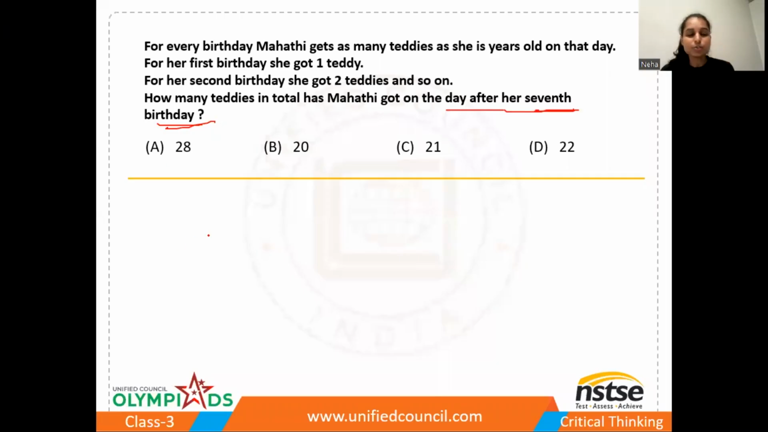So total, that means we have to add all the teddies. On first birthday, one teddy. On second birthday, two teddies. On third birthday, three teddies. On fourth birthday, four teddies. On fifth birthday, five teddies. On sixth birthday, six teddies. And on seventh birthday, seven teddies.